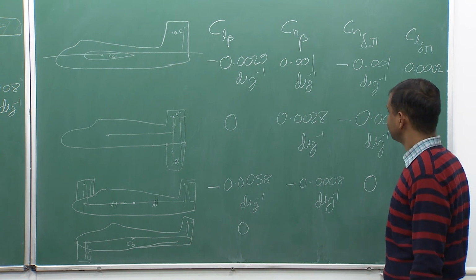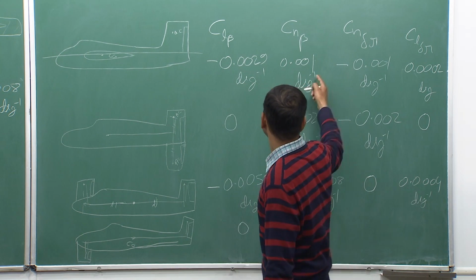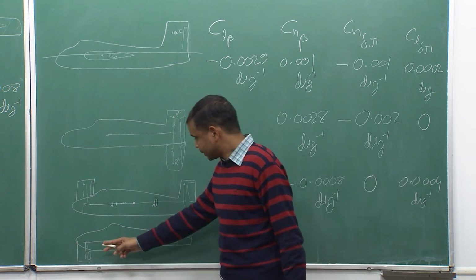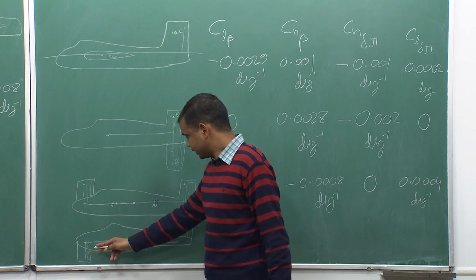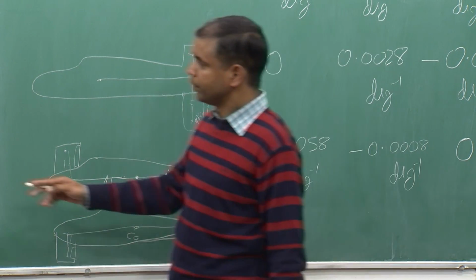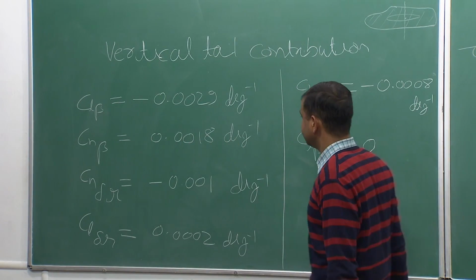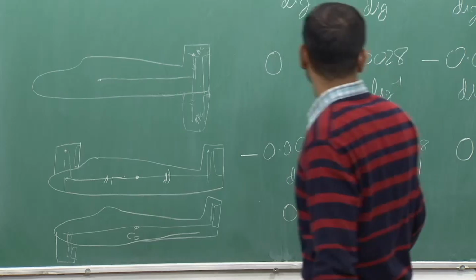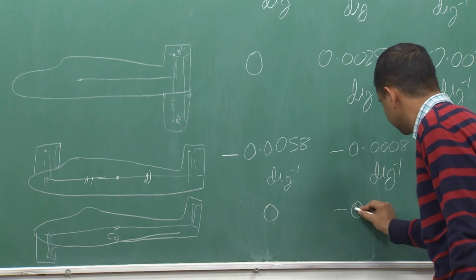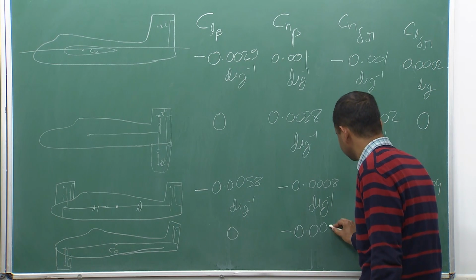And the Cn beta for the conventional diagram we have 0.001, and for the positive beta, this will have a tendency of the negative yaw, and the magnitude will be minus 0.0018 per degree. So, the net will become minus 0.0008 per degree.